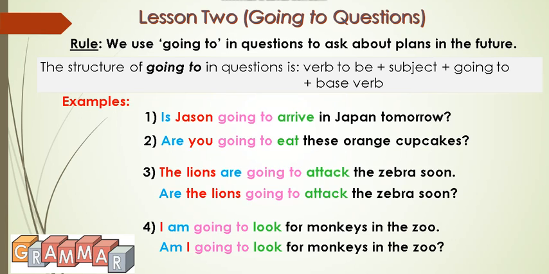I will provide you with one last example. I am going to look for monkeys in the zoo. So the sentence starts with I, the subject, and the verb to be follows it because it's a statement. If I want to change it to a question, what should I do? I should flip the verb to be and the subject. Am I going to look for monkeys in the zoo? So we should only flip the verb to be and the subject.